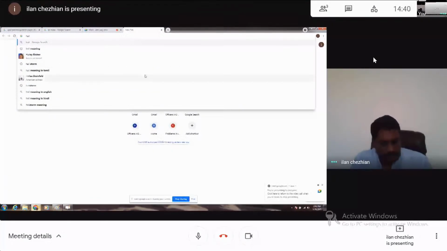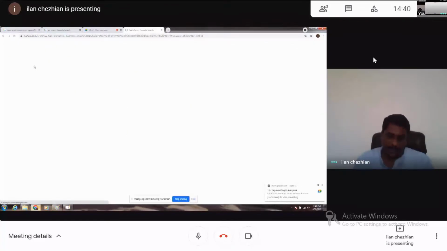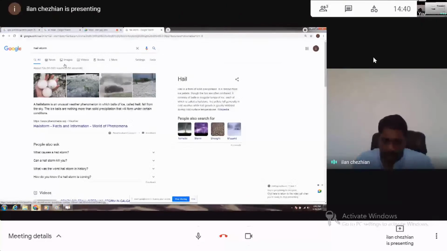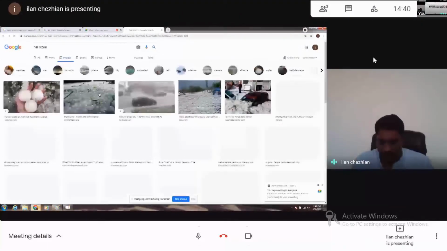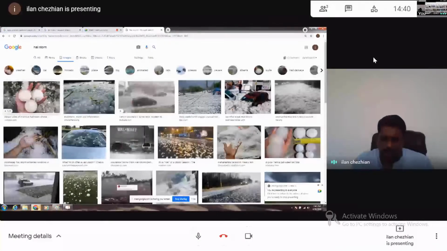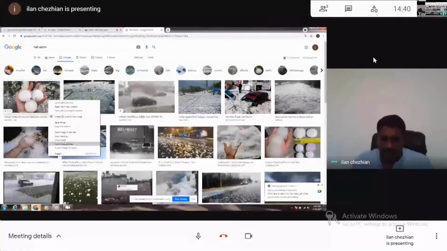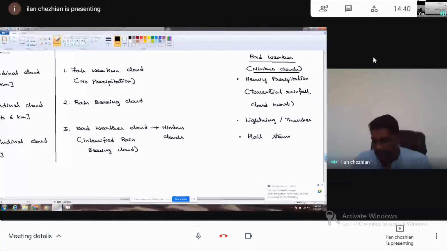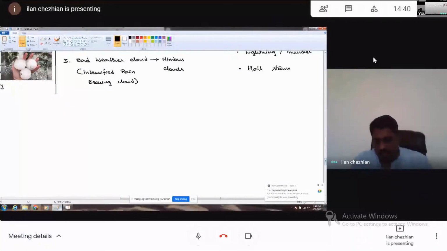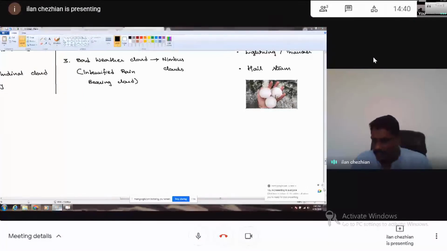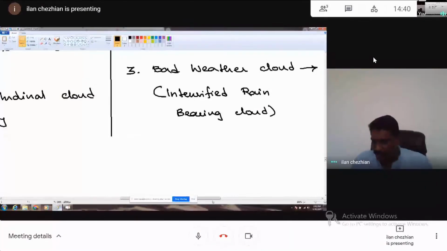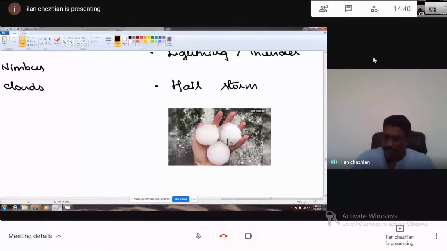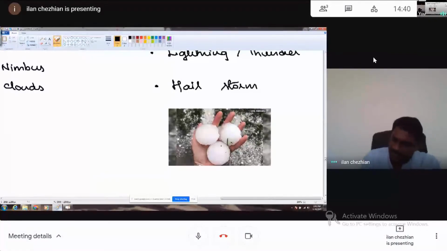Hailstorm, my friend. See, sometimes, let me tell you, what you are seeing here is actually a hailstorm. It's a hail. See how big this hail is, my friend. I have just copy and pasted it for you. See the size of the hail, my friend. That's what I call them as hail. Most of the time, people take this for what?